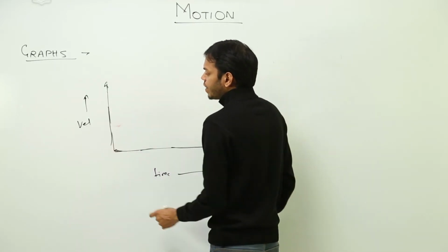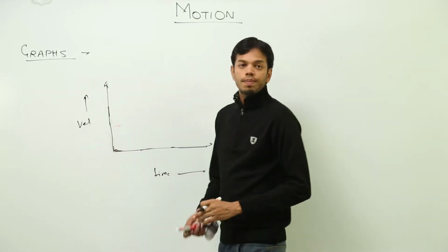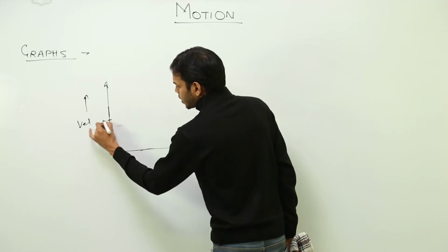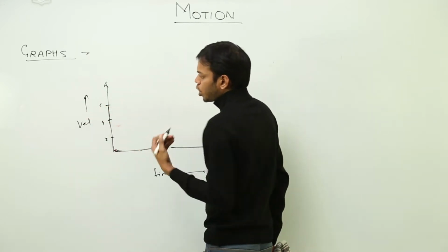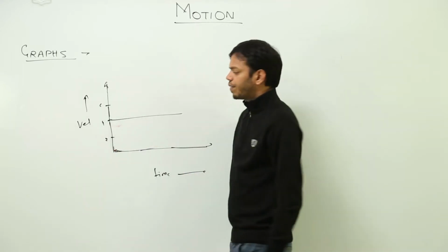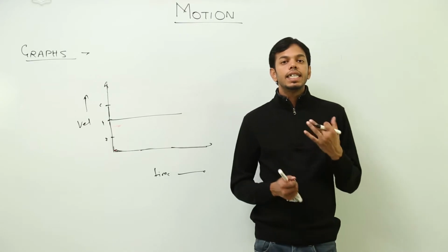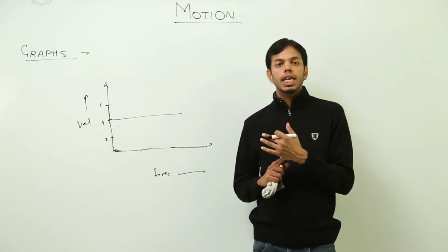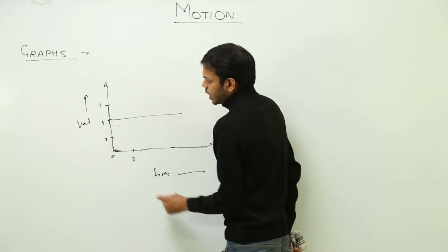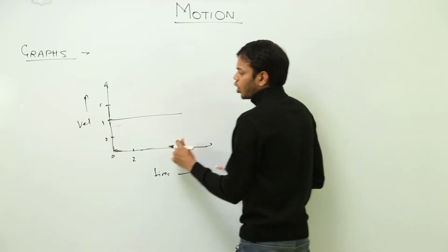An object moving with uniform speed or uniform velocity would be, suppose this is 2, this is 4, this is 6. Suppose the object is moving constantly with 4 meters per second, the graph will go straight. If now the object is increasing its speed from 4 to 6 in 2 seconds, 0, 2, so the object has increased. This was for uniform speed or uniform motion.